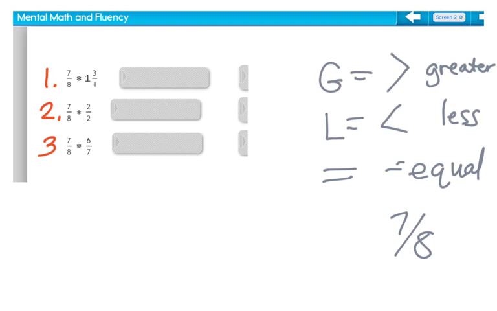All right, number 1, because you're multiplying by a whole number and a fraction, you're actually going to have a number that's greater than 7/8. 7/8 times 2/2 is the same as multiplying by 1. It would be equal to. 7/8 times 6/7, you're multiplying by a fraction, which means division. So when you divide something, you have less of it. So less than.